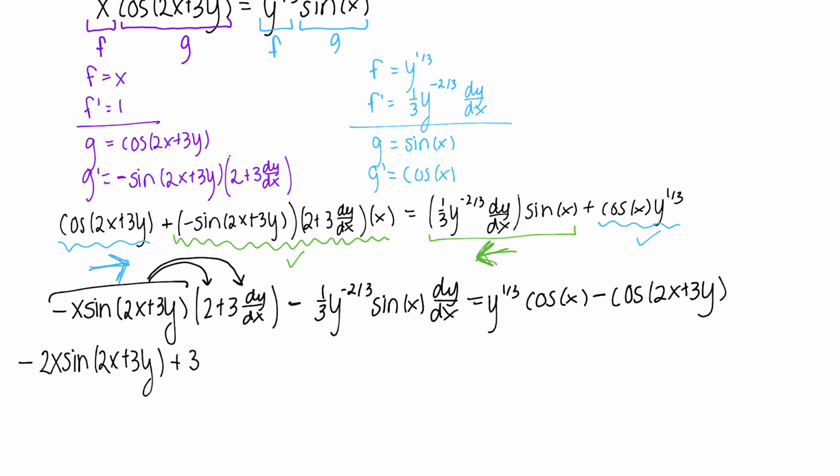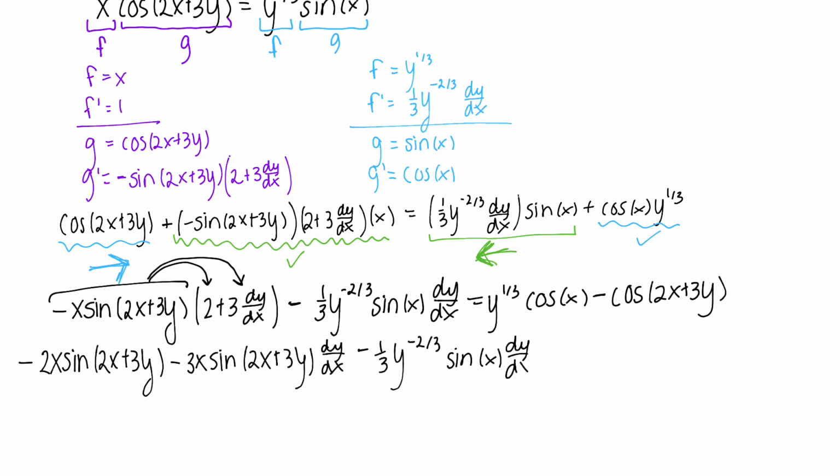So 3 minus 3x sine of 2x plus 3y dy dx minus 1/3 y to the negative 2/3 sine x dy dx. So then the unfortunate thing is this guy needs to move over to the other side. And then I'm going to factor the dy dx out of both of these. I'm going to do that in one step.